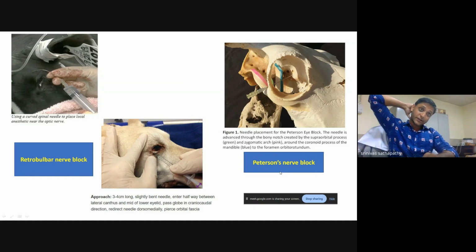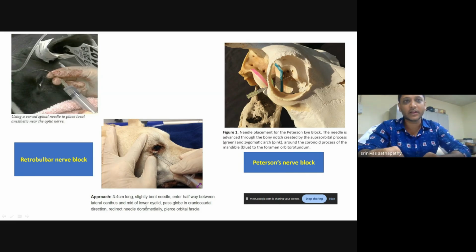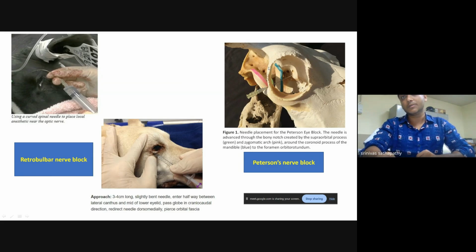But the difference is, for retrobulbar nerve block, we have to go to the back side of the eyeball through the area between the lateral canthus and lower eyelid. But for Peterson's nerve block, which I have shown you, this is the posterior boundary of the eyeball. You have to inject a long needle. What is the depth of the needle?